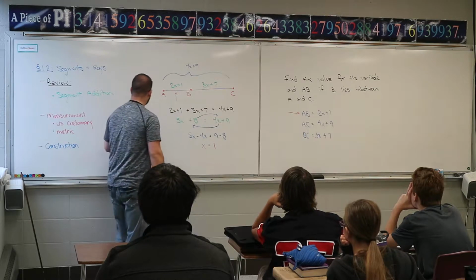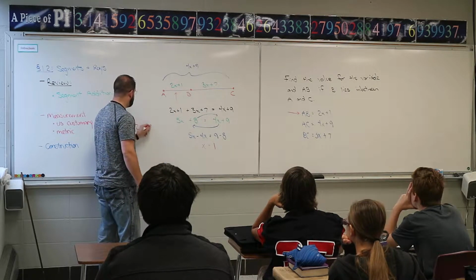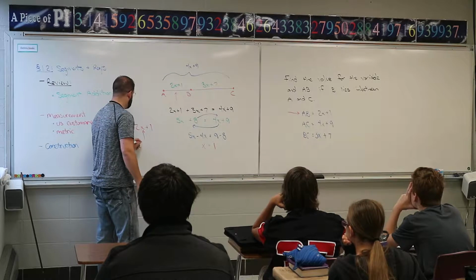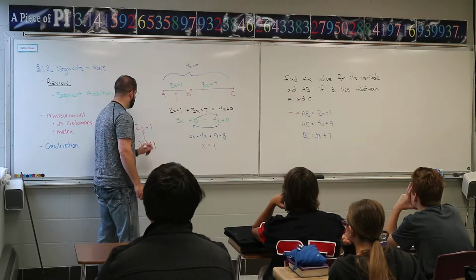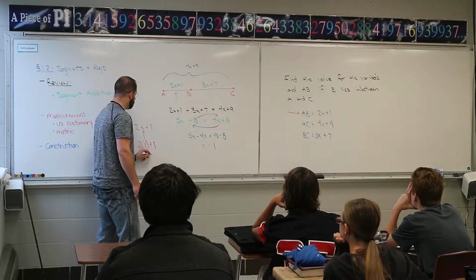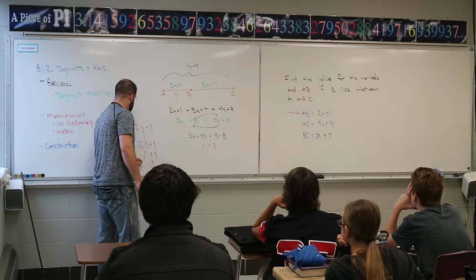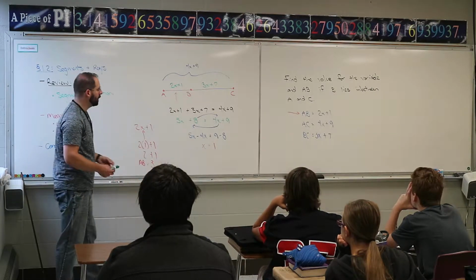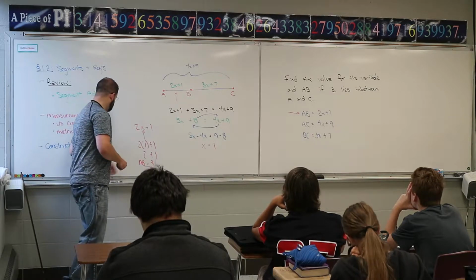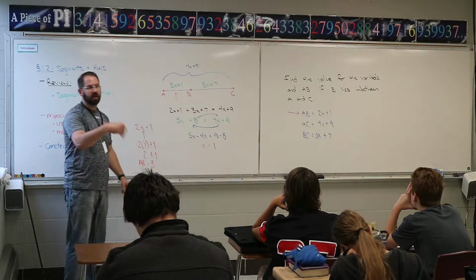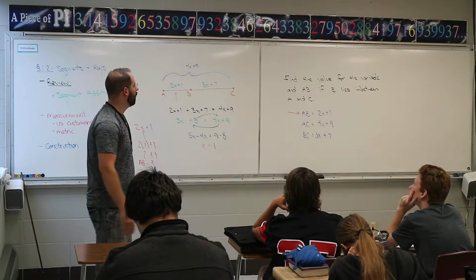So I'm going to plug the 1 in. So 2x plus 1, I need to plug the 1 in here. Because that's the variable I just found. So that's 2 times 1 is 2. And I get 3. So there's your AB stick. That's the length of it. It's 3 in length. Now if they want you to find the other pieces, fine, plug the 1 back in all of them.